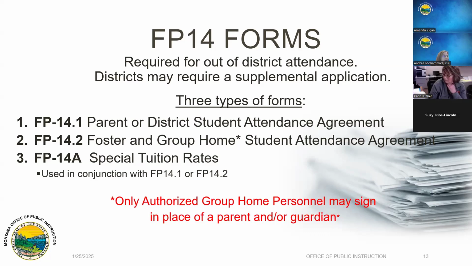FP 14A are for special tuition rates. This is if you've got a kiddo that you've accepted for tuition and they've got costs that fall outside of your regular special ed cost. You can put those in and have the district of residence pay those costs. Just like if this kiddo has a one-on-one aide that you're paying for, or if they need special equipment that only that student uses, you would put these on this FP 14A, and they would be sent to the district of residence so that they have an idea of what they have to levy to pay these additional costs.